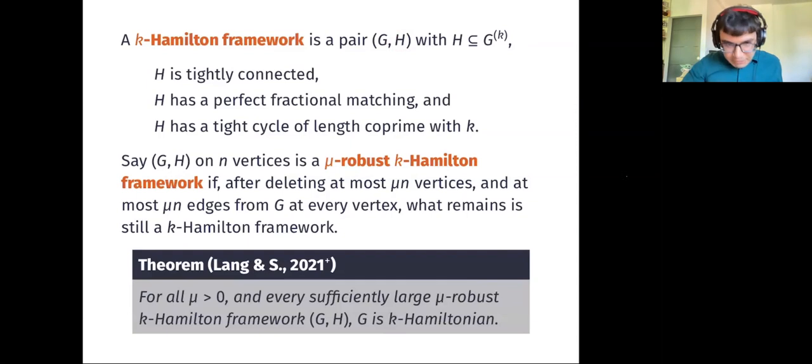Our result is actually that for any μ, in every sufficiently large Hamilton framework which is μ-robust, in G you can find this required power of Hamilton cycle, which is equivalent to finding this tight cycle in this hypergraph H. So this is actually our main result, because the results which I showed you before, for the Pósa etc. type conditions, are actually all deduced from this theorem. This is the only thing we prove, and then we deduce the other ones.